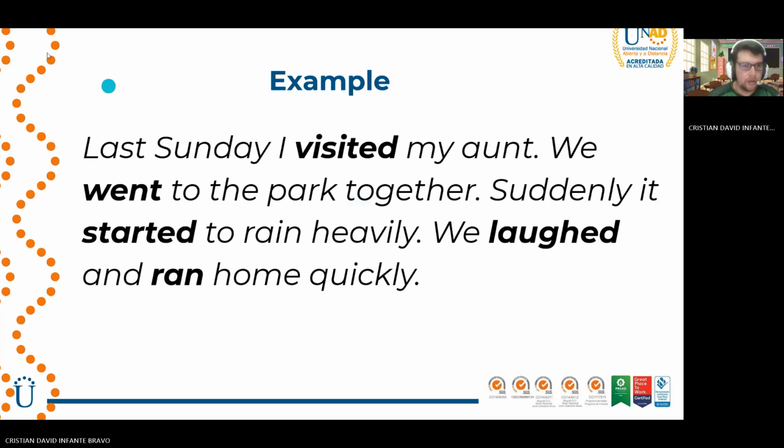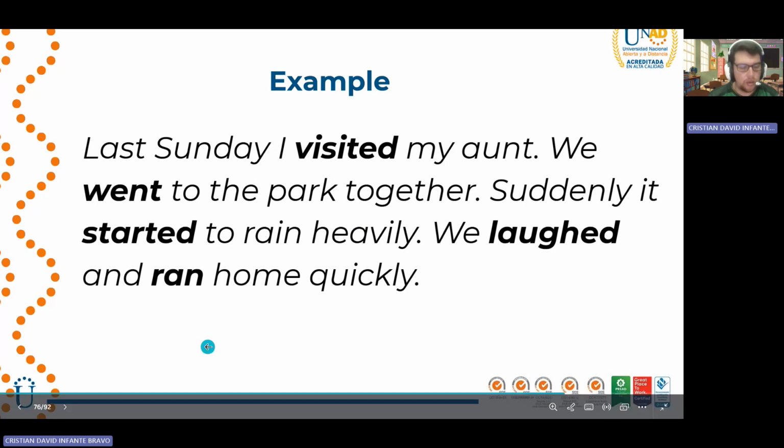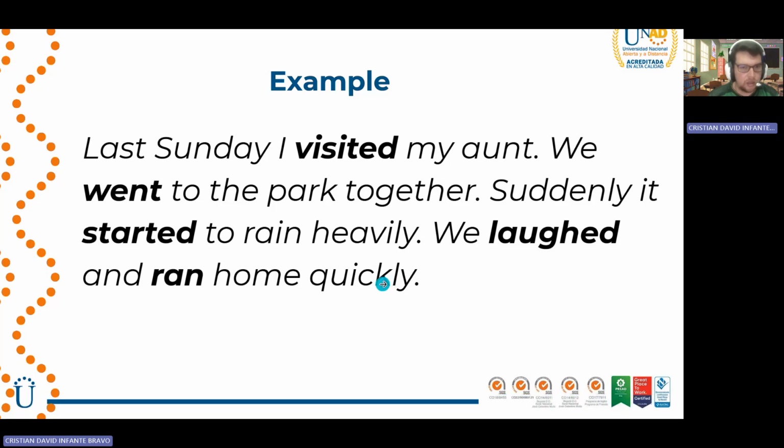Example. Last Sunday, I visited my aunt. We went to the park together. Suddenly, it started to rain heavily. We laughed and ran home quickly. So in this activity, I let one of the students read this example, but in the majority of cases, some students don't pronounce regular verbs correctly. So the idea is to remind them of the last class in real English classes that I had. It's a reminder of the right pronunciation.